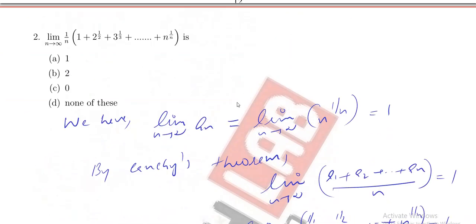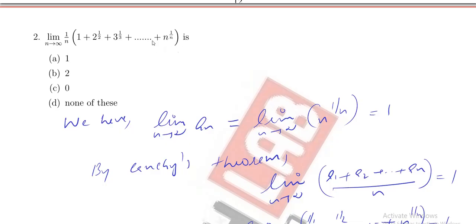Question number 2. Limit n tends to infinity 1 by n times 1 plus 2 to the power 1 by 2 plus 3 to the power 1 by 3 plus etc. plus n to the power 1 by n. Actually here we cannot take the limit as n tends to infinity directly. The denominator becomes infinity, and the numerator we will be getting infinitely many terms as n tends to infinity. So that is going to be an indeterminate form.